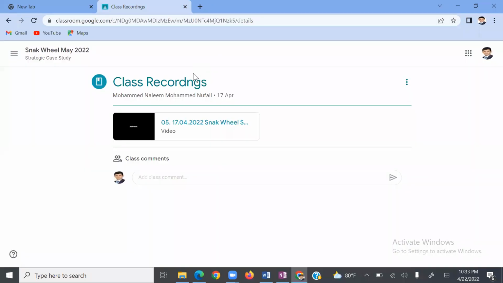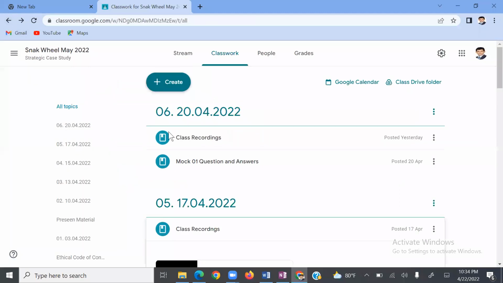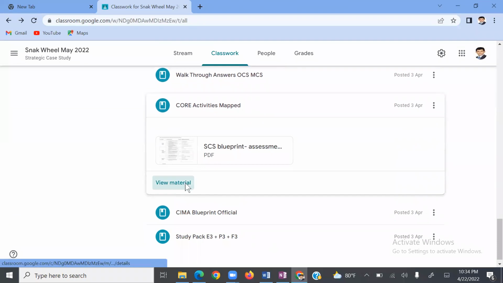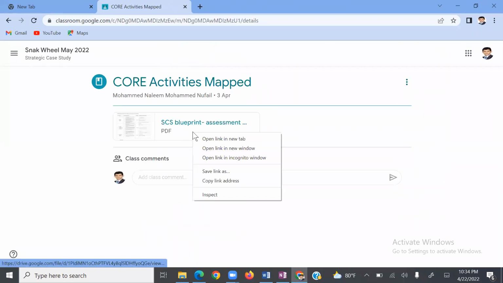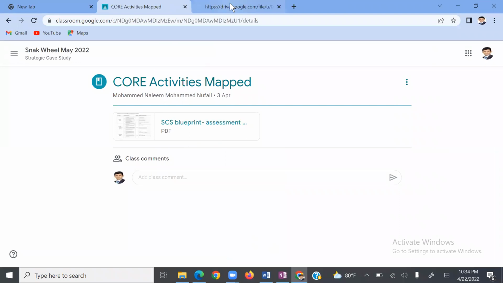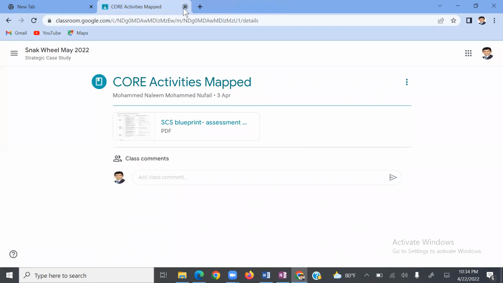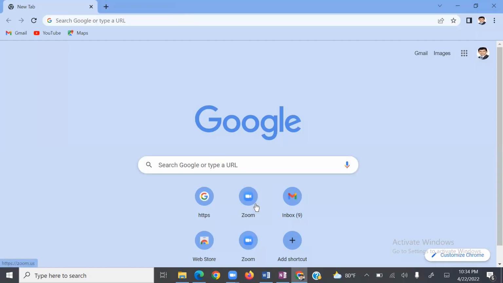The second thing I want to specifically tell you is about documents like the mocks, everything. Now you have the reference material. In this, I have the co-activity map. Again, view material, and it's better to open in a new tab. When you open it in a new tab, you get this download option. Students, I believe that is clear. Can I quickly get a Y in the chat box if you are clear with how to download these materials? Thank you.